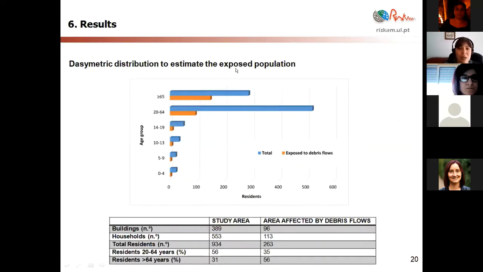The dasymetric distribution to estimate the exposed population showed us that the highest number of people corresponds to the age group between 20 and 64 years. But the most exposed population to debris flows are the ones with more than 65 years. So in the study area, we have 389 buildings, and 96 of these buildings are affected by debris flows, which corresponds to 113 households and a total of 263 residents. 35% of these residents affected by debris flows are between 20 and 64 years, and 56% have more than 64 years.